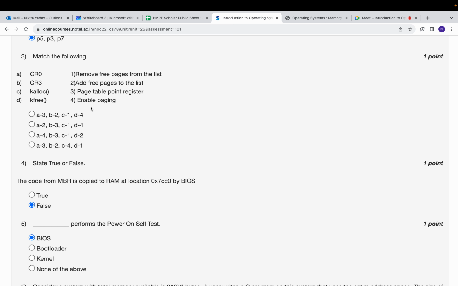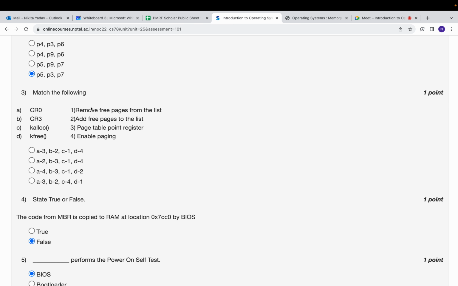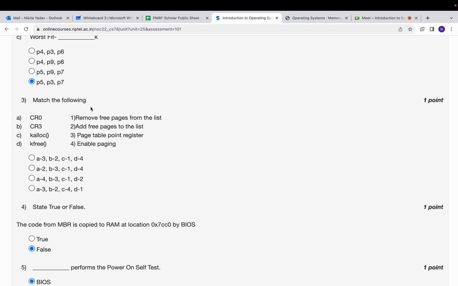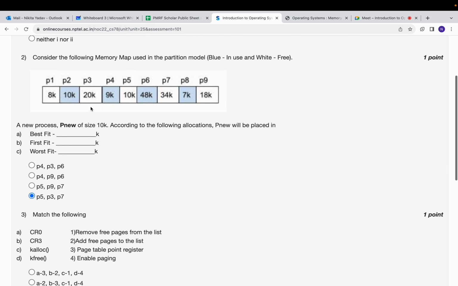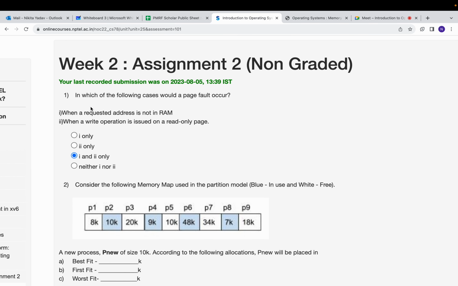The solution will be provided anyway for the assignment. Okay, so any other doubts?